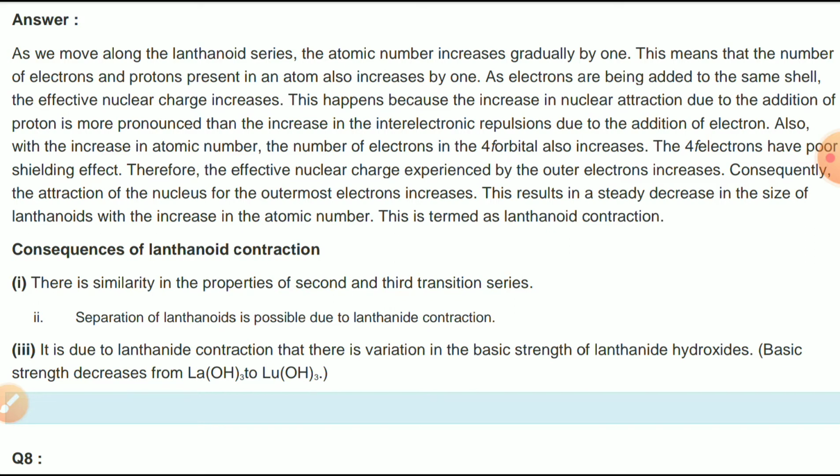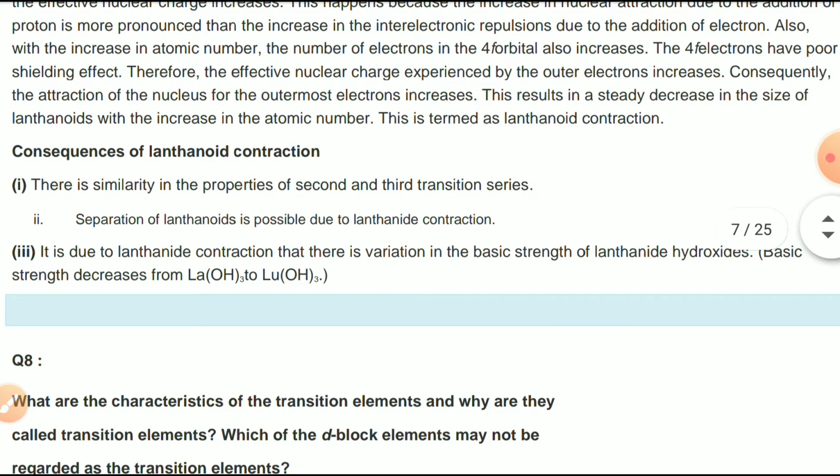Also, with the increase in the atomic number, the number of electrons in the 4f orbital also increases. These 4f electrons have poor shielding effect, or we can say de-shielding effect. Therefore, the effective nuclear charge experienced by the outer electron increases. Consequently, the attraction of the nucleus for the outermost electron increases. This results in the steady decrease in the size of the lanthanoids with the increase in the atomic number. This is termed as the lanthanoid contraction.